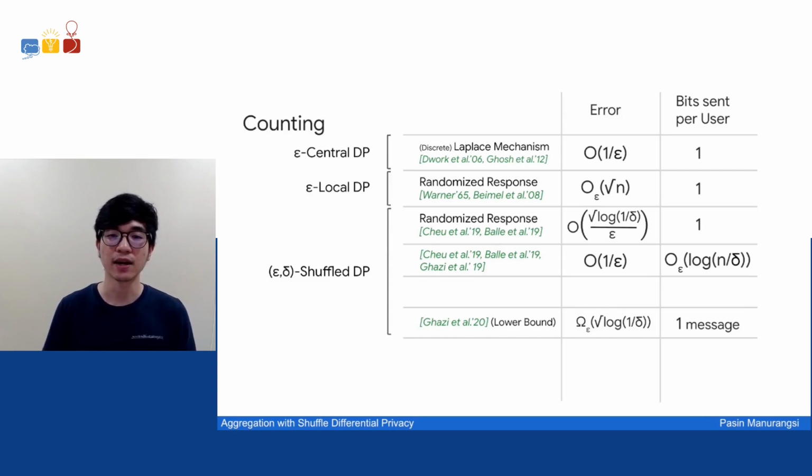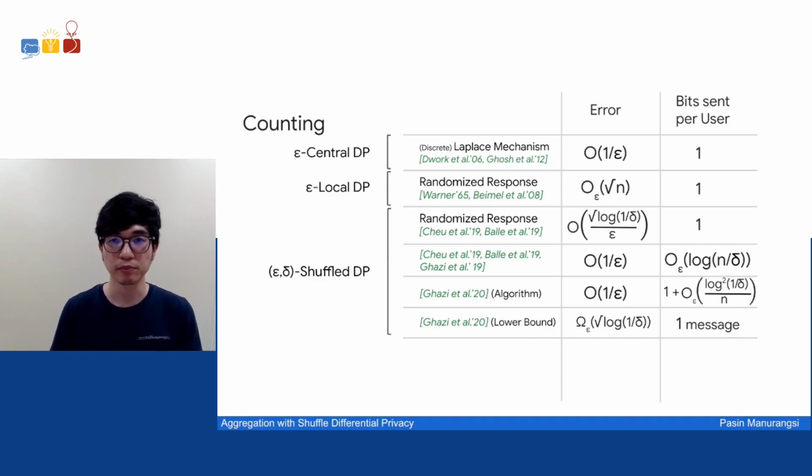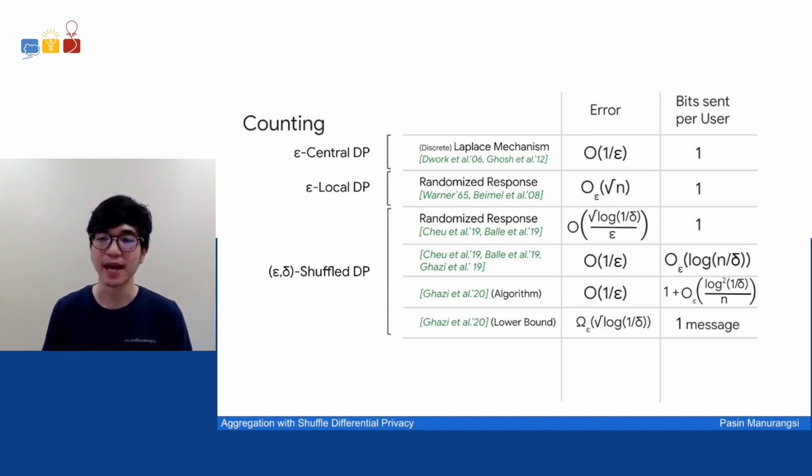And the earlier works that get this result have the number of bits that each user sends blow up from just 1 bit to something like log of n over delta. And later, this communication was also improved, where the expected number of bits sent per user is nearly 1, is 1 plus some term that is pretty small. The exact dependency is something like polylogarithmic in 1 over delta over n. So if you don't set delta to be too small, this second term is little o of 1. It vanishes as n goes to infinity.